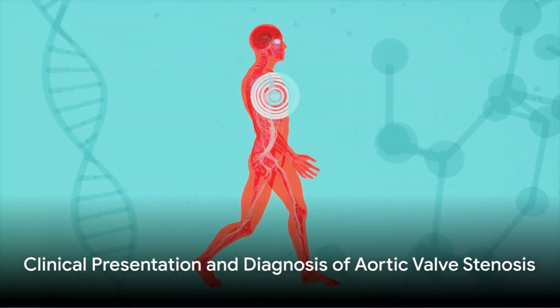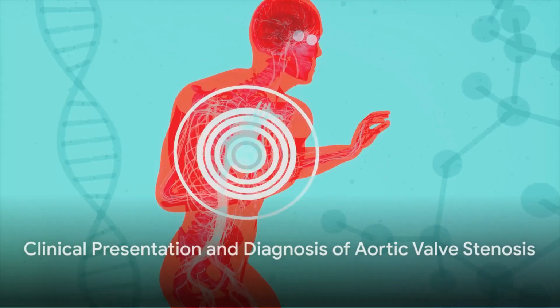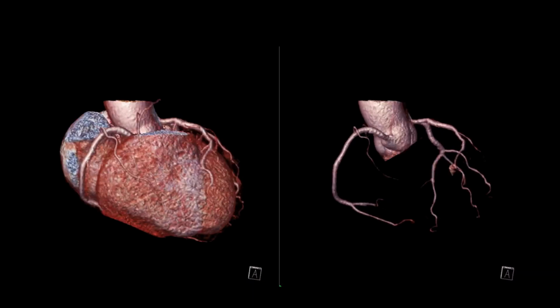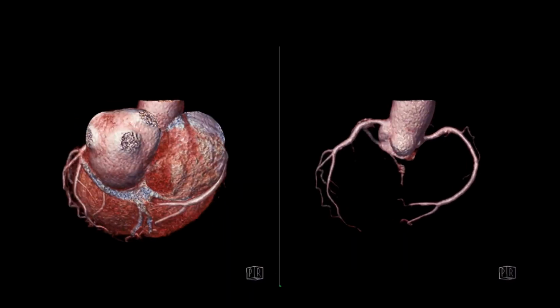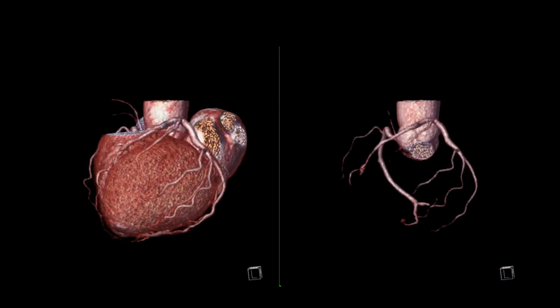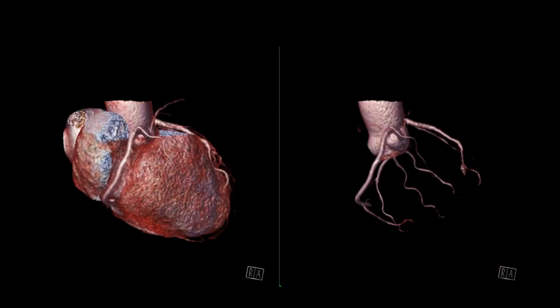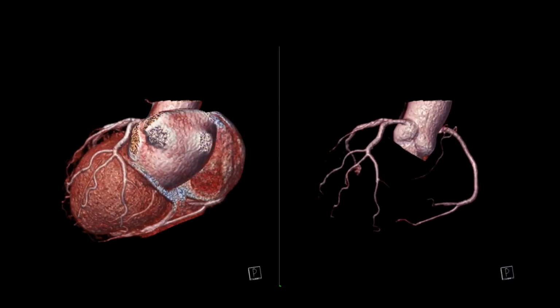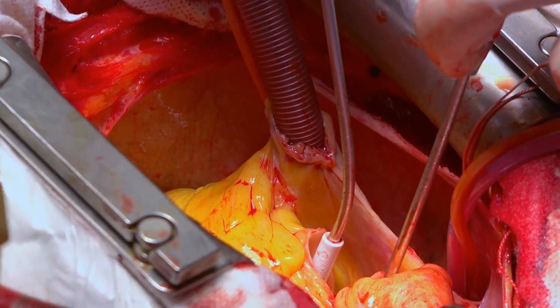Now that we know the causes and pathophysiology, how does aortic valve stenosis present clinically? Let's delve into the symptoms, physical examination findings, and diagnostic tests that help identify this condition. Patients with aortic valve stenosis may first come to medical attention due to symptoms such as angina or chest pain, resulting from the heart working harder to pump blood through the narrowed valve.